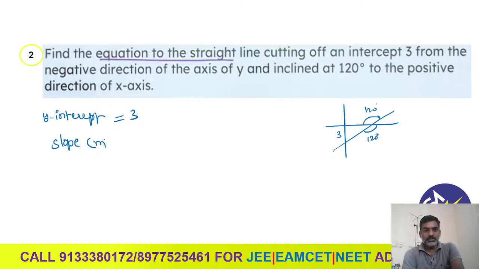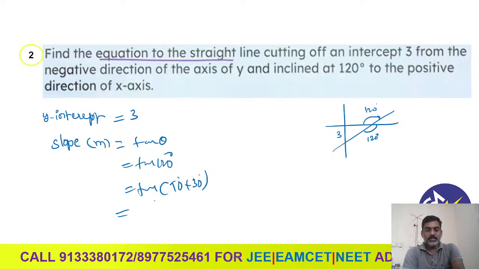Slope m is equal to tan theta, that is tan 120 degrees. This equals tan of 90 plus 30. Then tan of 90 plus 30 is minus cot 30. Minus cot 30 is minus root 3.